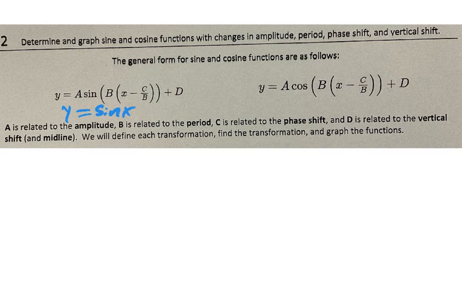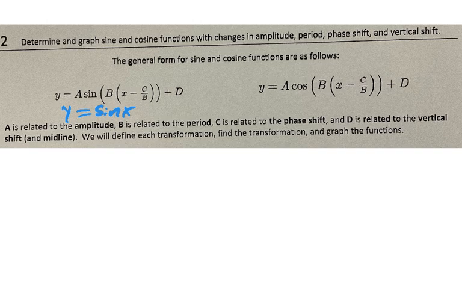Then looking inside of here, we've got phase shift and period that we haven't dealt with yet. So the phase shift is what used to be a horizontal shift. Which of these reminds you more of a horizontal shift? What moves the graph left or right? This one, the C over B, right?